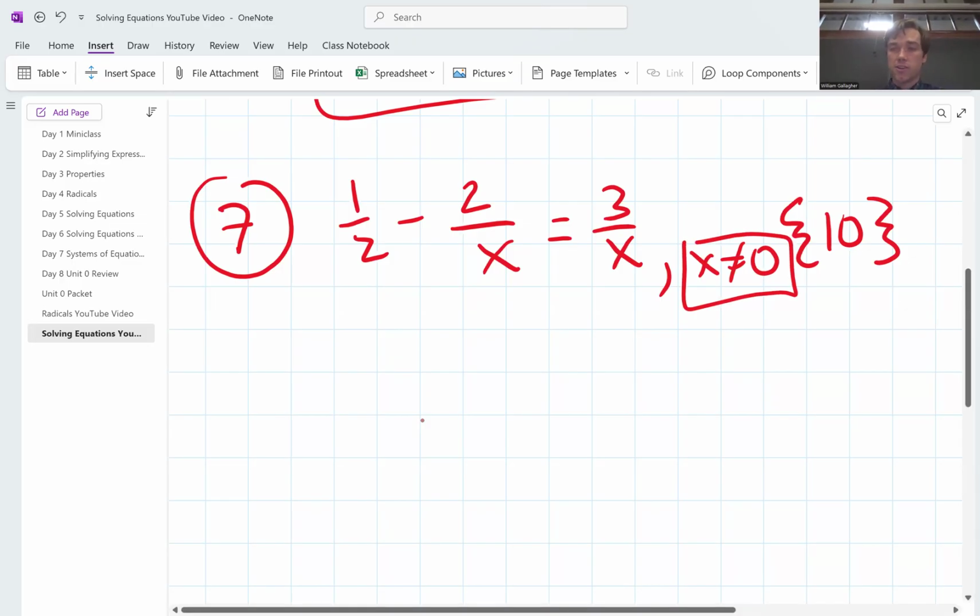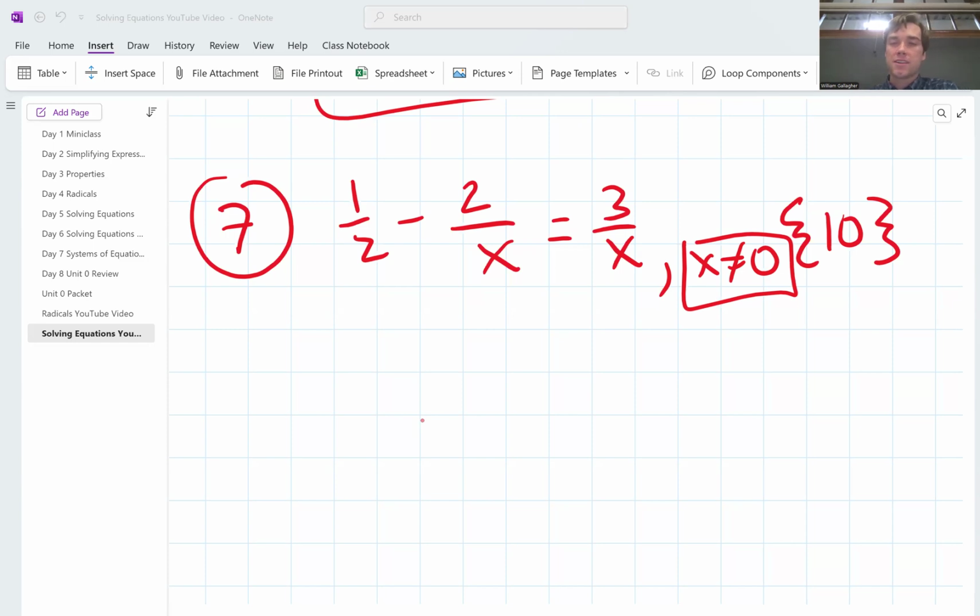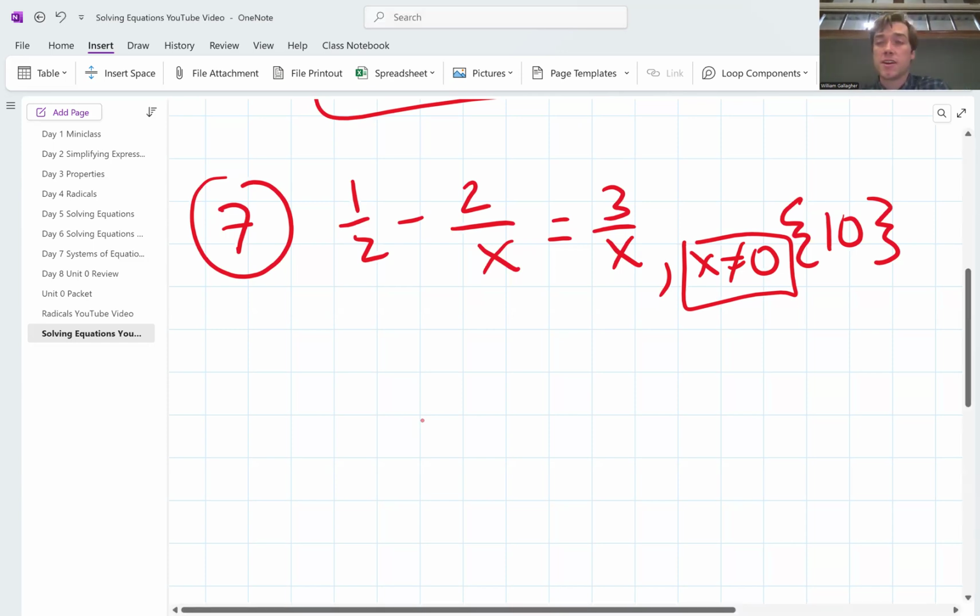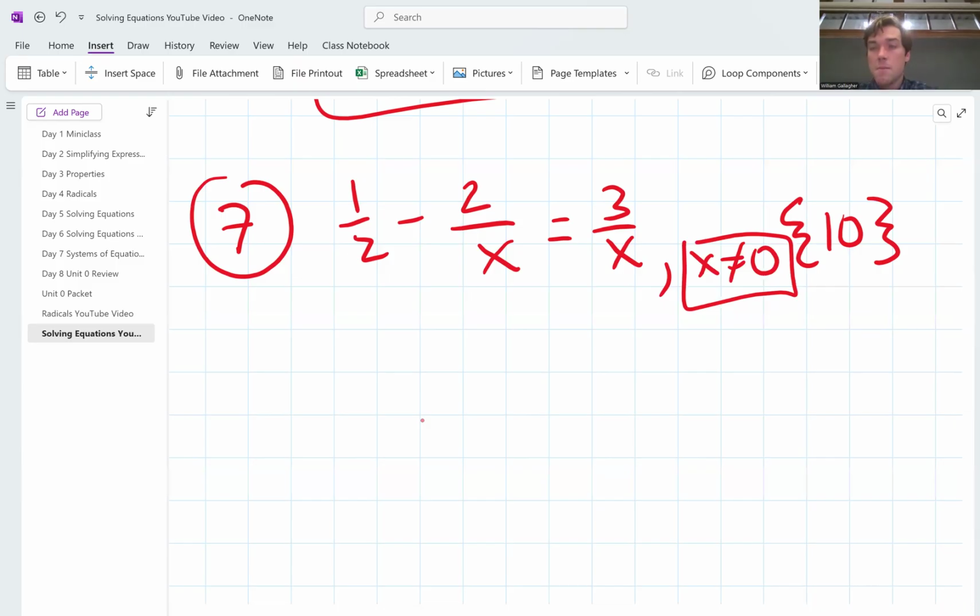Because again, if x were to be 0, when I plug it back into the equation, I'll get something that's undefined. So before I do any work, eliminate one or however many options you can. Now we want to find the LCM. And the LCM is a little bit more interesting here because, again, we have x in the denominator. We also have a 2 in the denominator. But to find the LCM, we're just going to multiply them together.